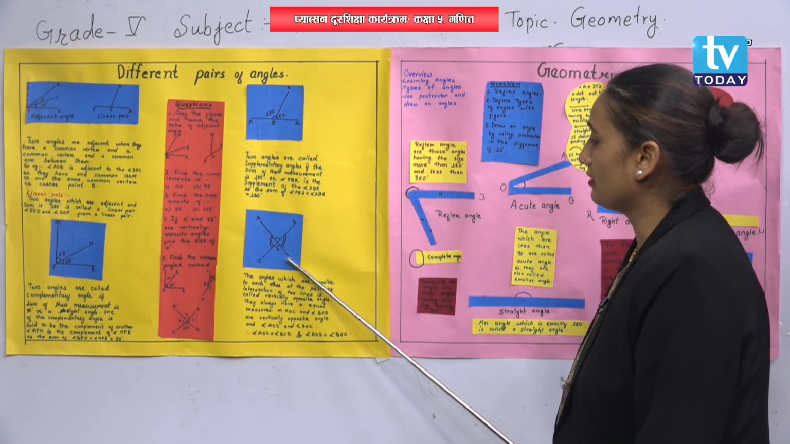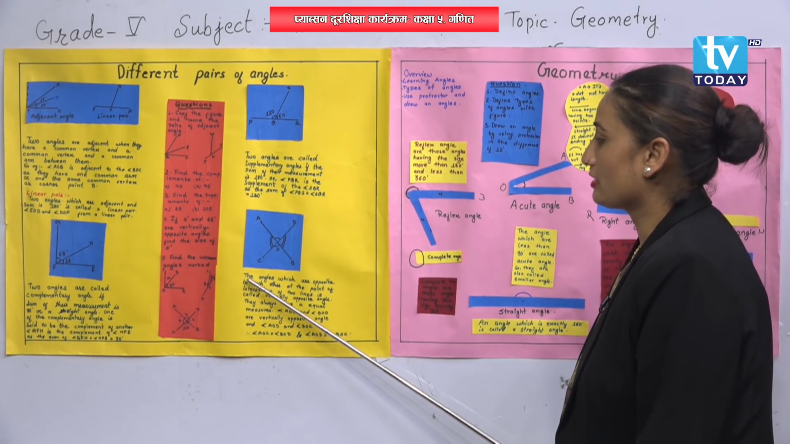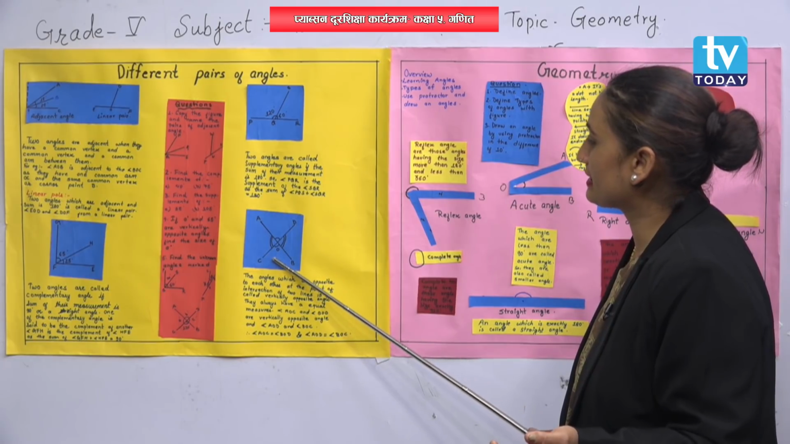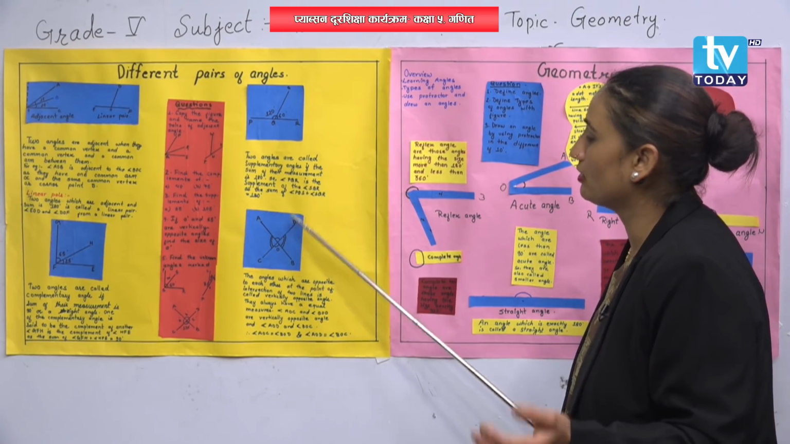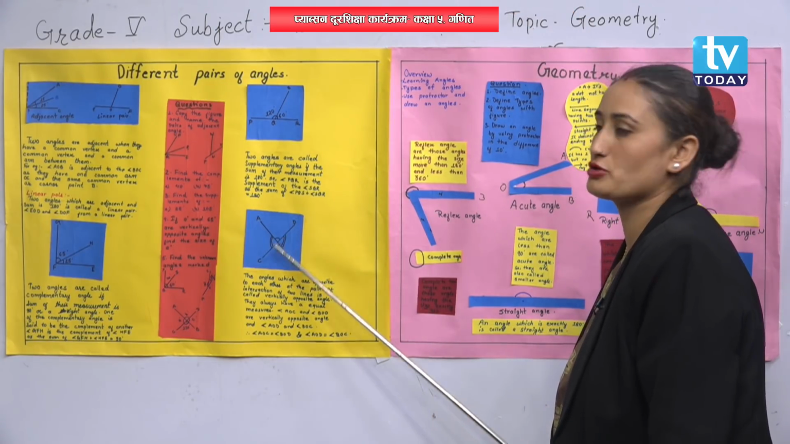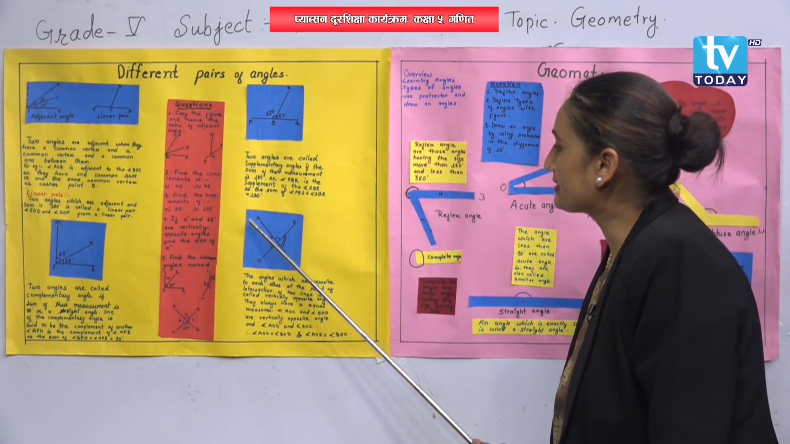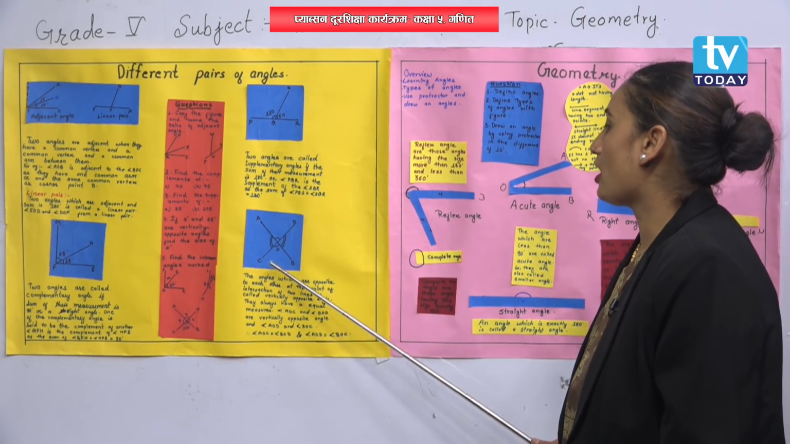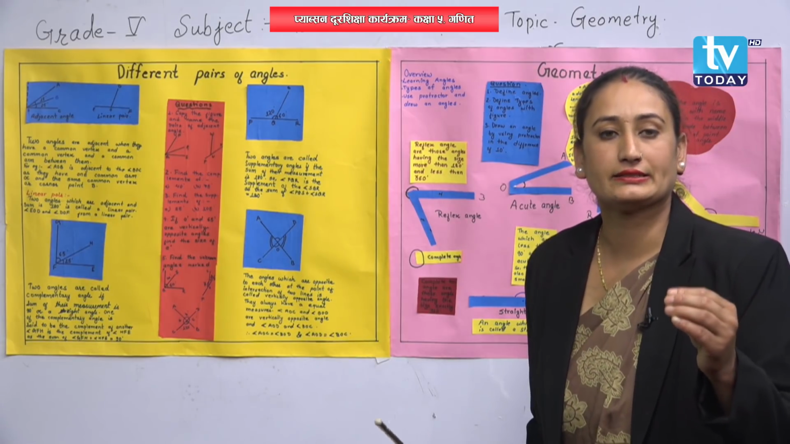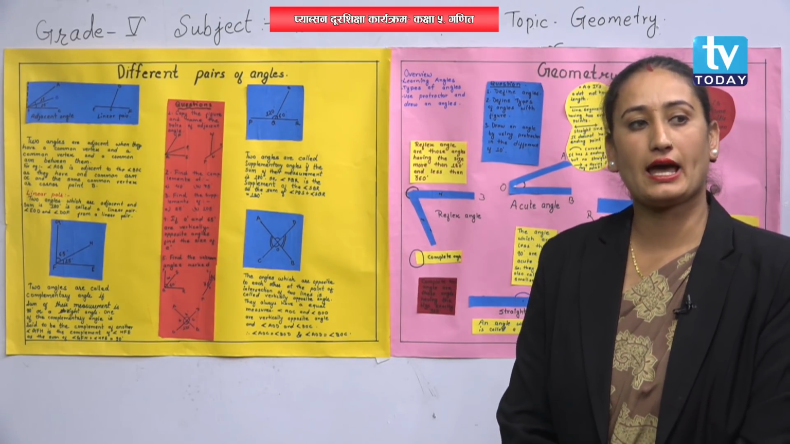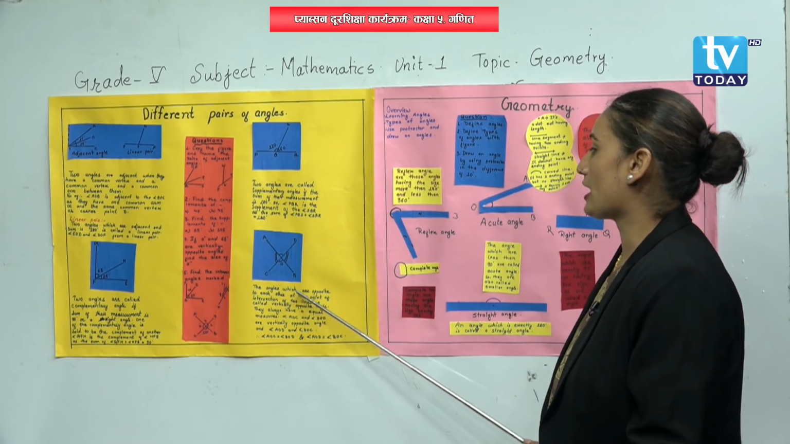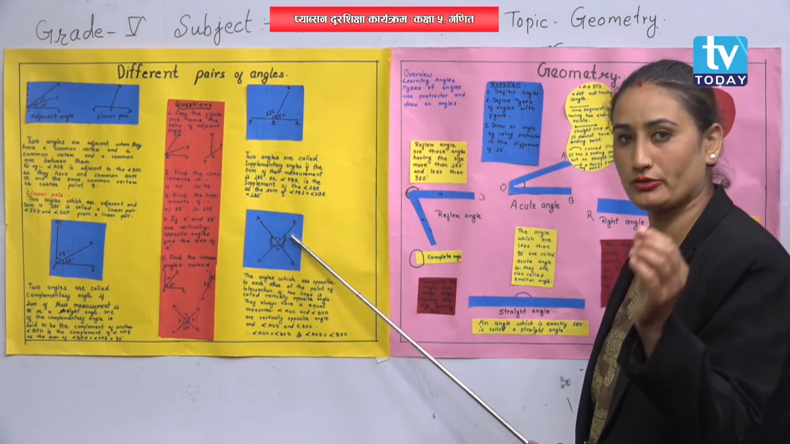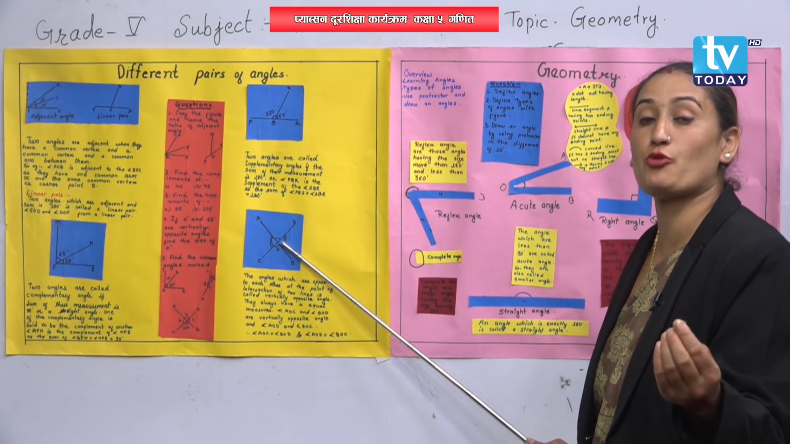In vertically opposite angles, see here in the figure, the angles which are opposite to each other. Have you seen this angle and this angle? These two angles, up and down, are opposite each other. And this bigger one and this bigger one, these two are opposite to each other. If the opposite angles are equal to each other, then we call it a vertically opposite angle. The middle point, the crossing point, we call the intersecting point.